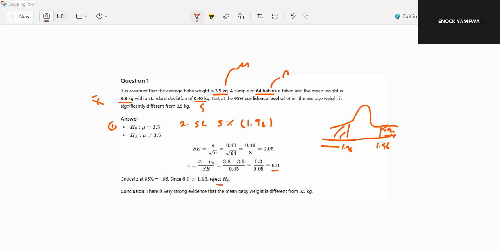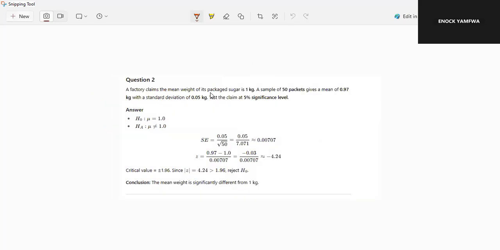These are claims. So question number 2, suppose a factory has a mean weight of packed sugar of 1 kg. It's written 1 kg there, but after sampling 50 packets at Zambia Sugar, we found that the mean was 0.97 with standard deviation 0.05. So we want to see at 5%, is there a difference? Should we sue them? They are stealing from us, or is it insignificant?